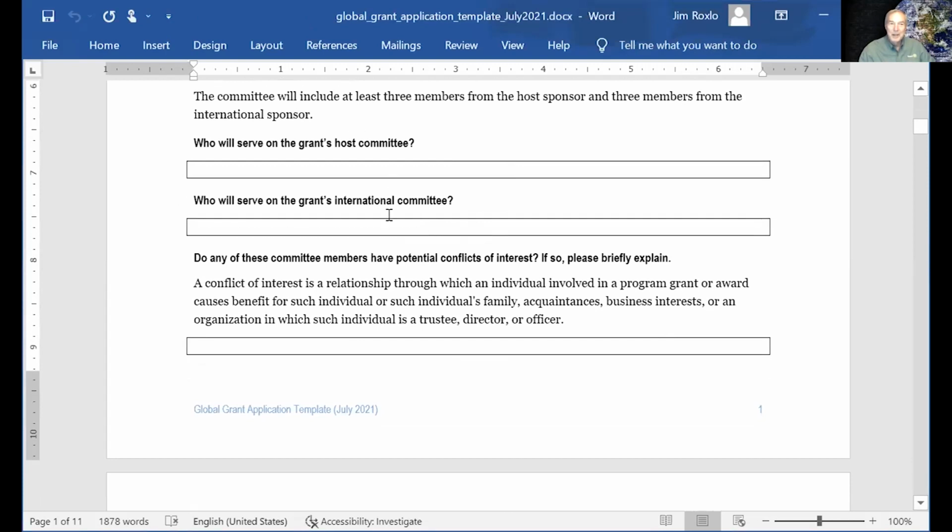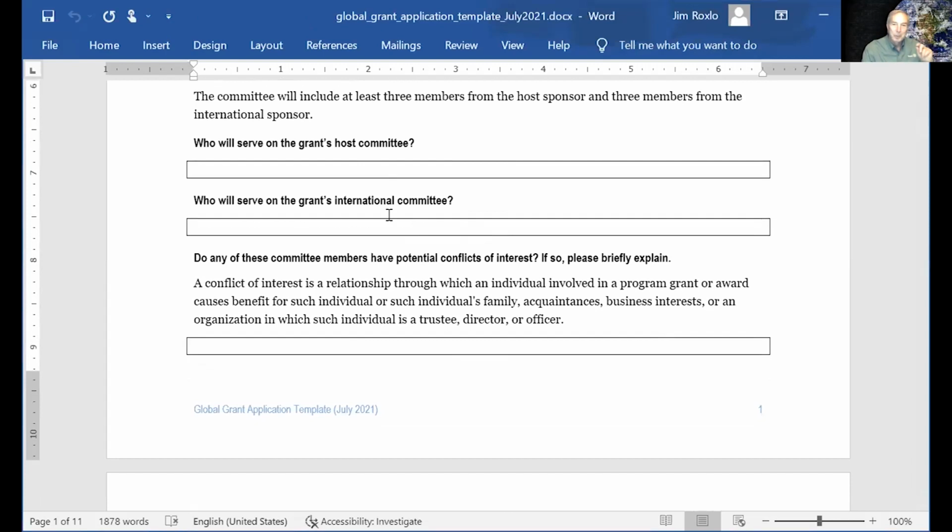Okay, host committee and international committee. Everybody always gets these confused. We think that the international committee must be the one that's overseas. But if the project is overseas, then that group is the host committee because they are the place where the project is. And we are the international committee. This happens so much that people get that wrong.